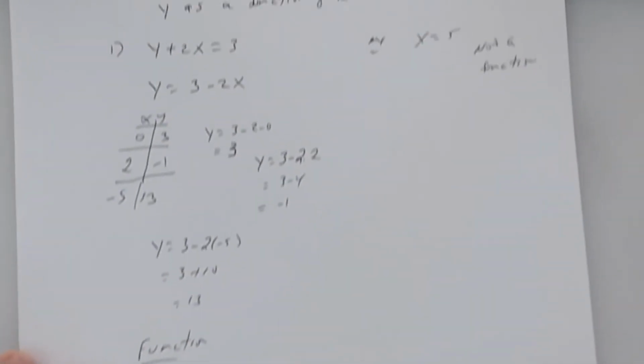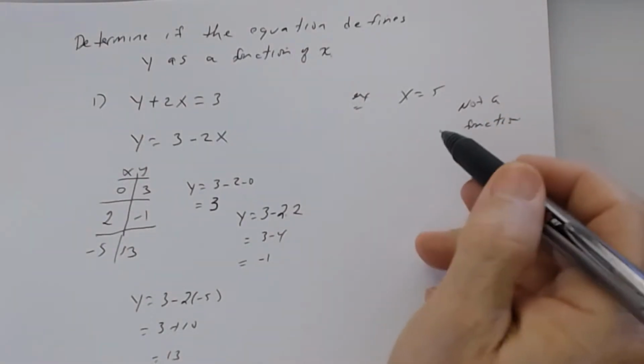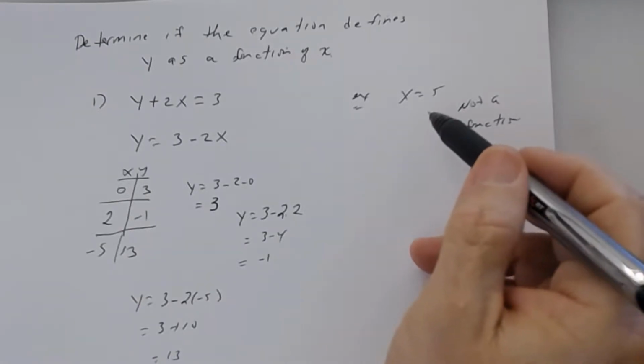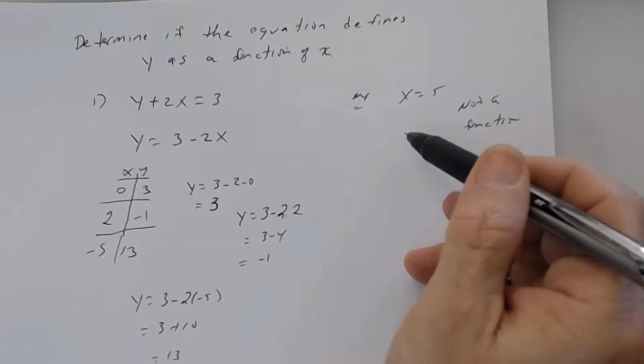So this equation defines y as a function of x. So y is a function. This is a function. When I go over here, though, remember when I had that x equal 5? Now notice there's no y coordinate. The variable y is not there.